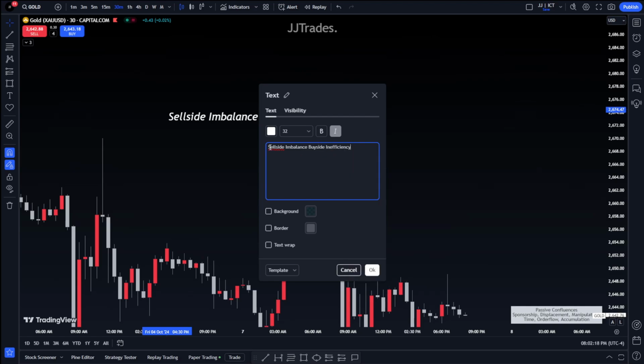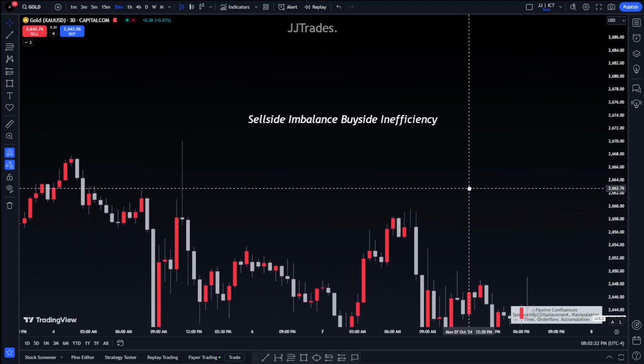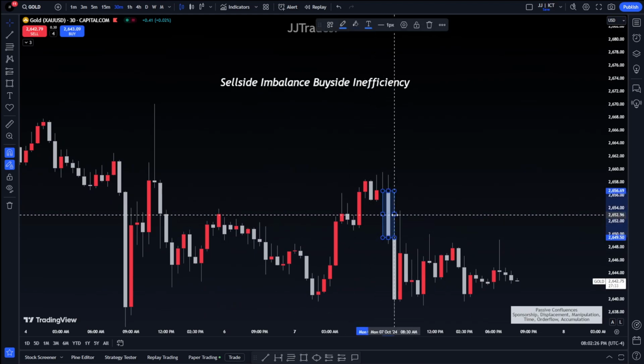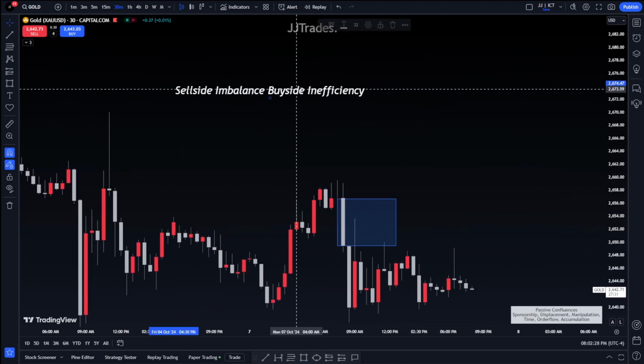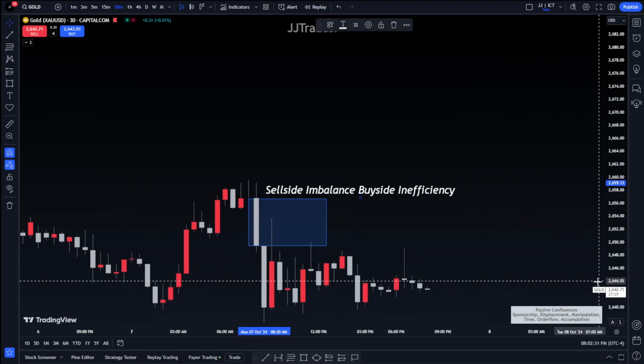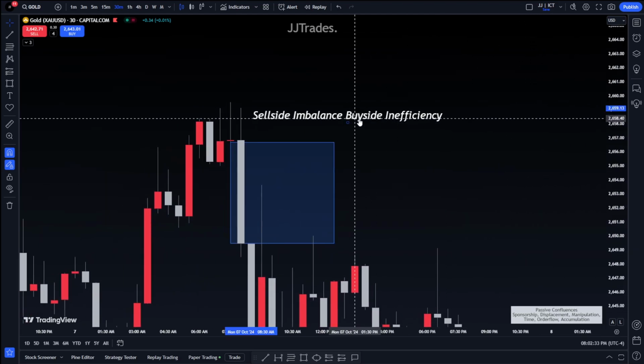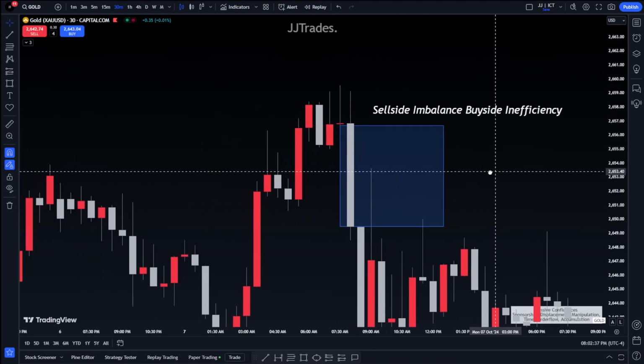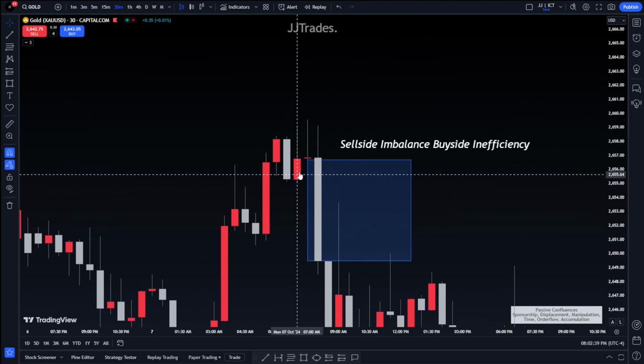Yeah. So sell side imbalance, buy side inefficiency. What this means is, right? And this refers to this right here. This would be a sell side imbalance, buy side inefficiency. Some people try to confuse this term, but it's not confusing at all. This is a sell side imbalance, buy side inefficiency. And it's a 3-candle range pattern.